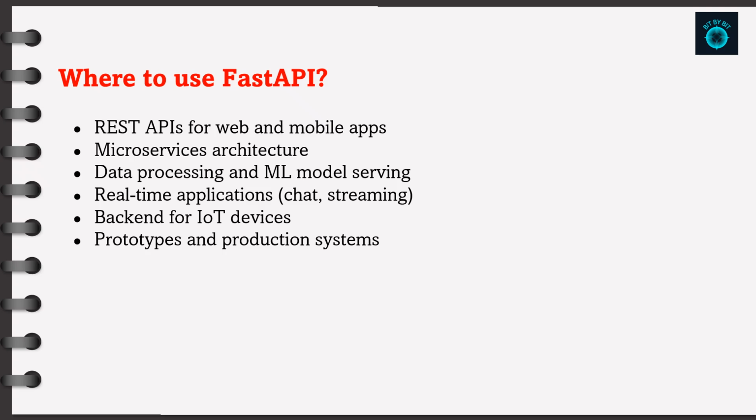And finally, FastAPI works well for both prototypes and production systems. You can start small by quickly building a proof of concept and later scale it to a full production service without rewriting the code. So, whether you are building apps, microservices, AI solutions, or real-time systems, FastAPI is a strong choice.